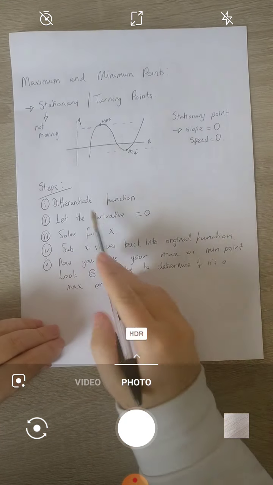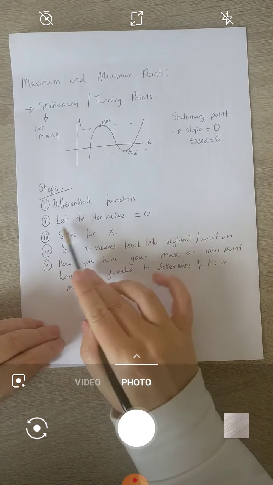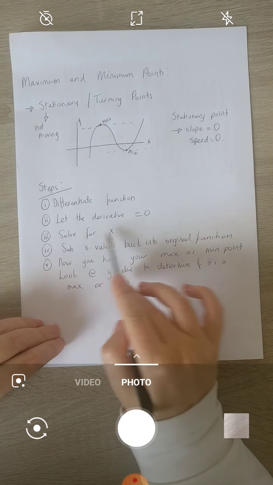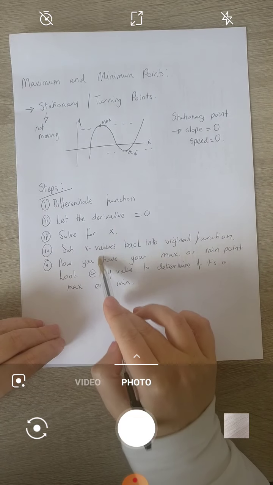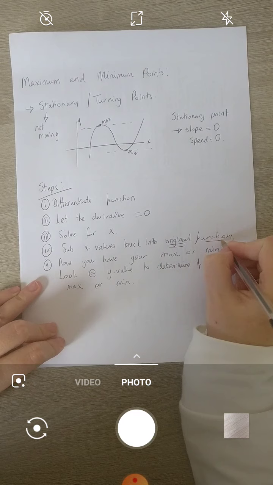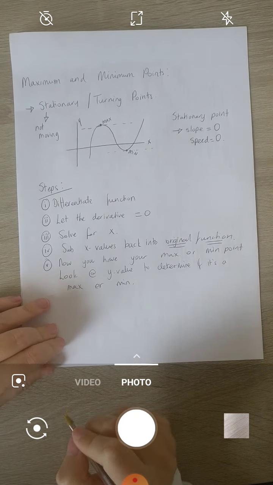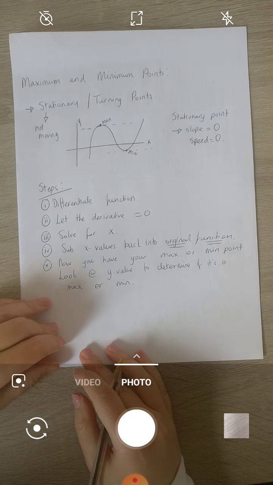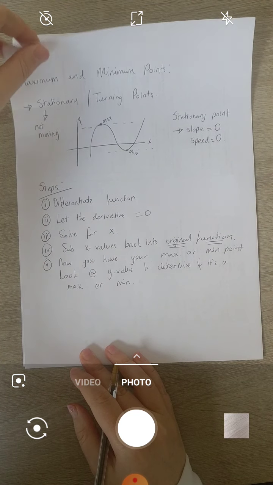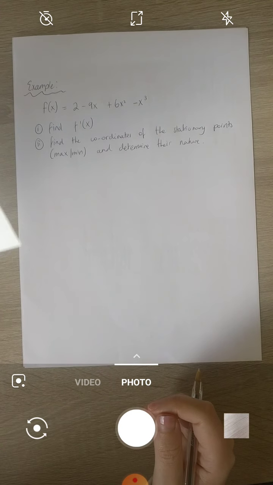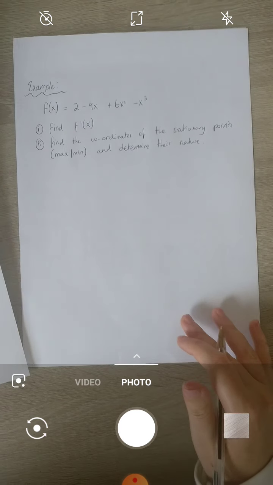First thing you're going to do is differentiate the function. You're going to let the derivative equal 0. You're going to solve the equation for x. You're going to sub the x values back into the original function. That's probably one of the most important things. The big mistake is that people sub it into the derivative. Then you have your max or min point and you need to determine if it's a max or a min. Okay, so let's follow our steps when we do this question.